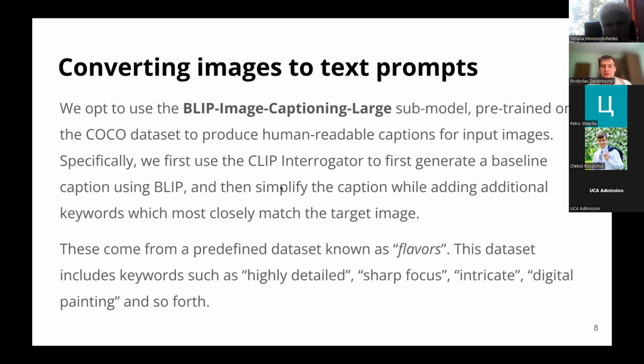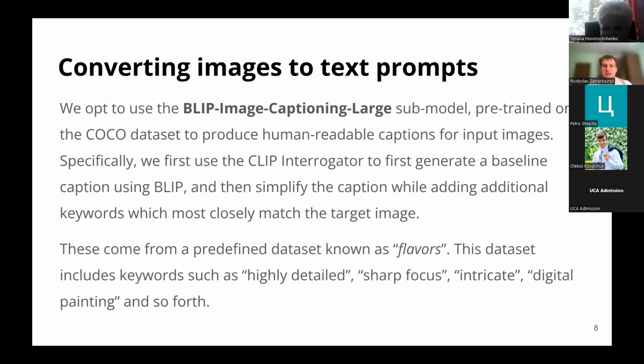This model features a couple of submodels based on complexity and size. We opt to use this particular flavor, which is pre-trained on the common COCO dataset to produce human-readable captions for input images. So we first use the CLIP Interrogator to generate a baseline caption, which is completely human-readable, and then simplify it so it looks like a prompt for an image generation algorithm, which is often not as human-readable, and we'll have an illustrative example for this later on.